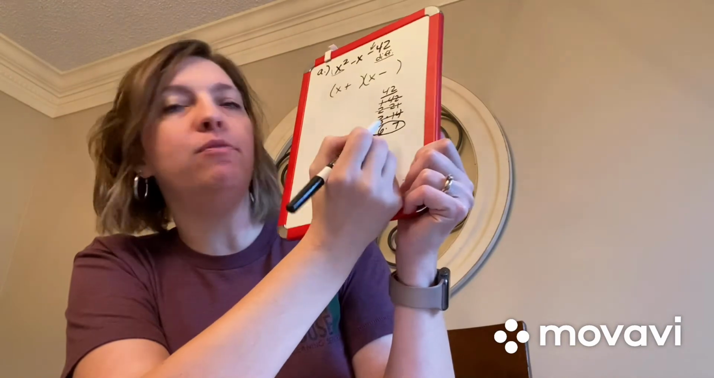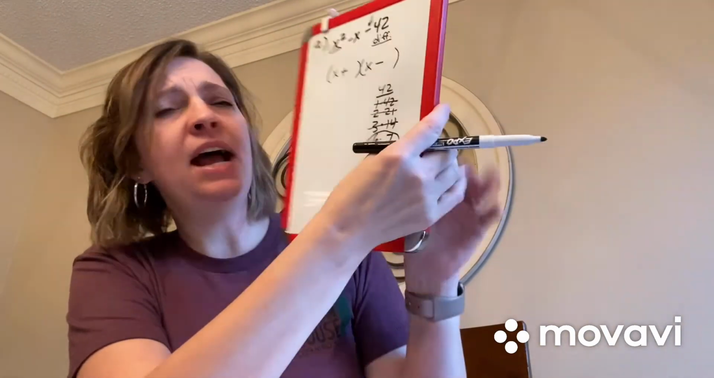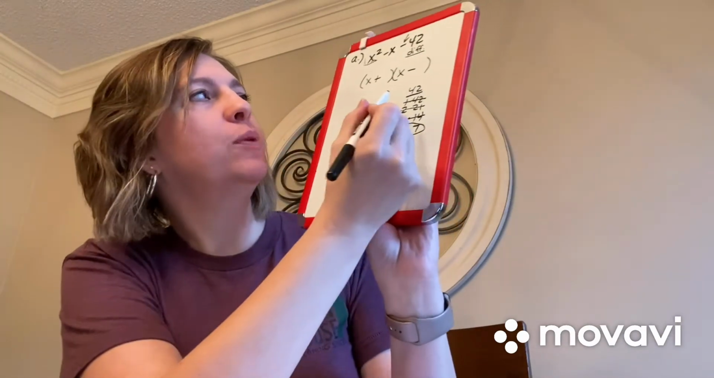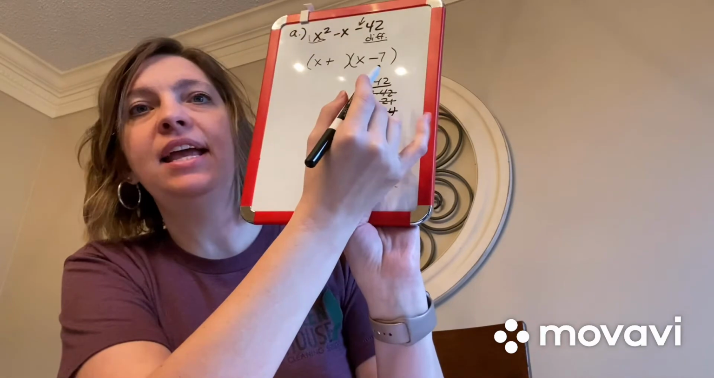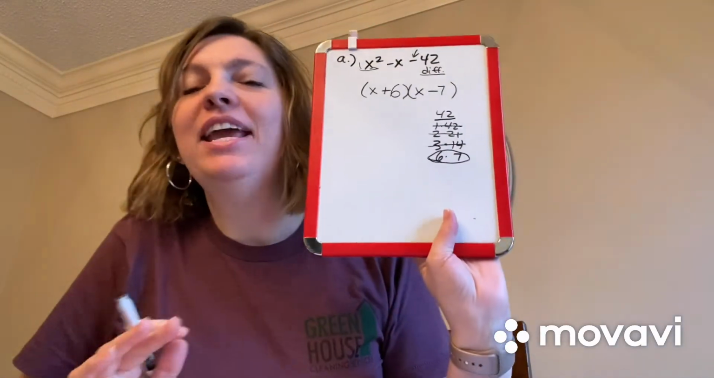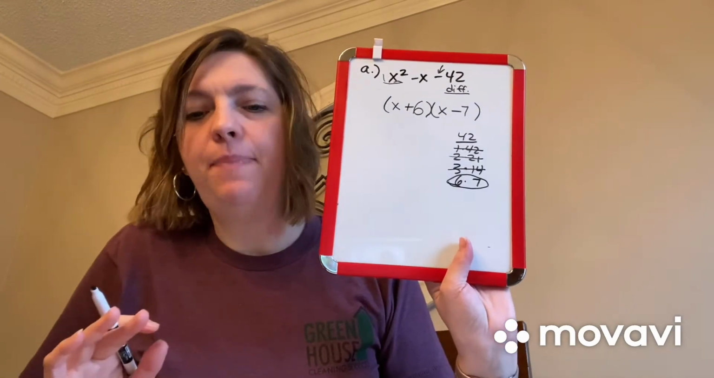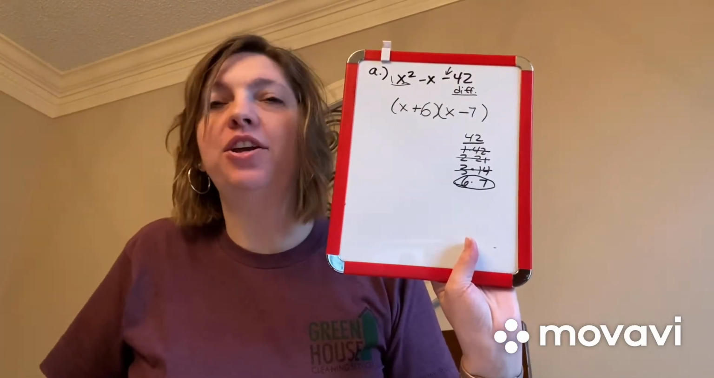Friends, I found my two factors that subtract and make 1. Now here's my dilemma. Which one goes with which? Well, because it's a negative sign, 7 gets to go with the negative. He wins. 6 goes with the positive. Now, here's the beautiful part about factoring. You can always check your answer.